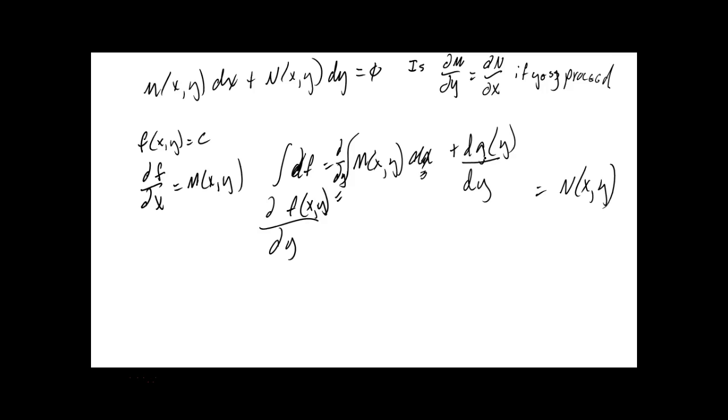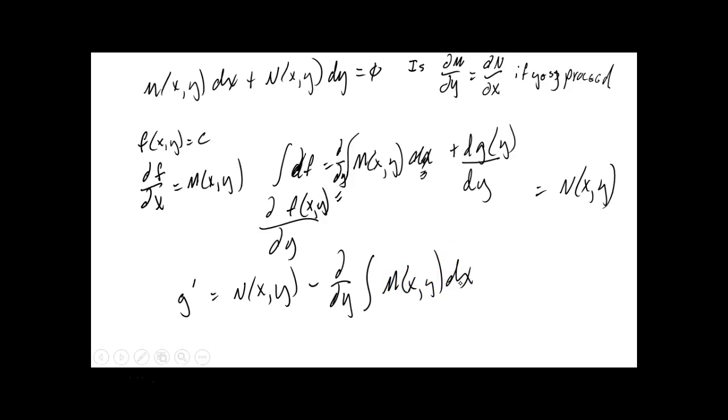So where do you go from here? Here's your g prime. That's this term here. And this is your n of xy, which you were given to begin with. You already have confirmed this is an exact differential. So this n of xy that you were given at the very beginning, subtract from that your partial with respect to y of your integral of m of xy dx. Okay?